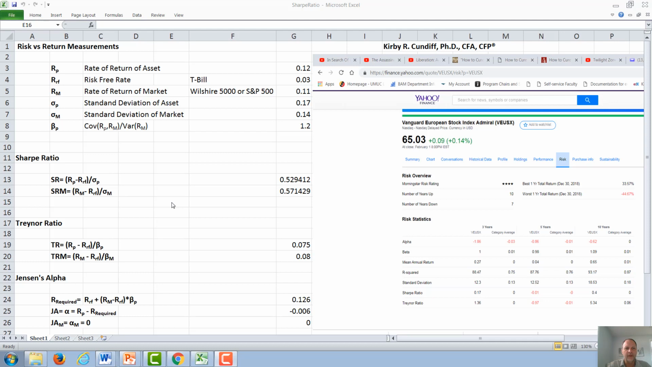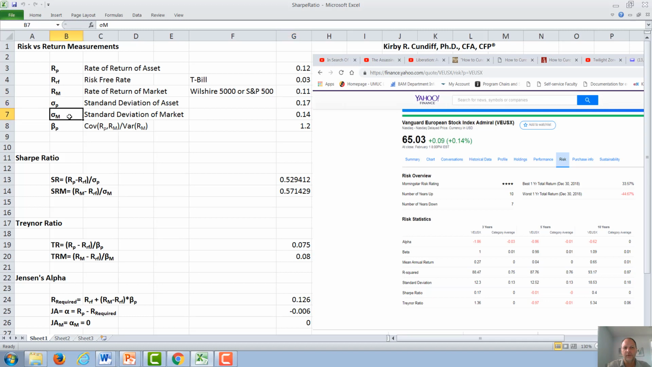To look at this in more detail, we will use a sample investment, with RP, the sample rate of return of an asset, of 12; R risk-free, the sample rate of return of the risk-free rate, which could be a T-bill or a bank account, of 3%; RM, the sample rate of return of the market, which could be the Wilshire 5000 or the S&P 500, and we assume it to be 11. Sigma P, the standard deviation of the asset, we assume to be 12.